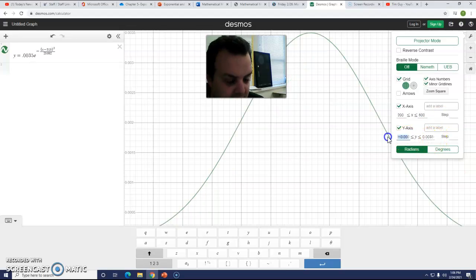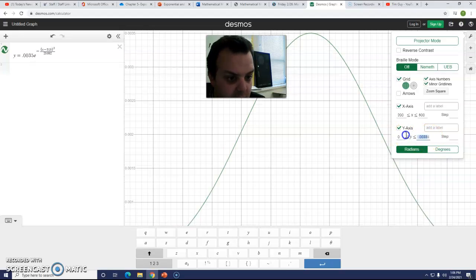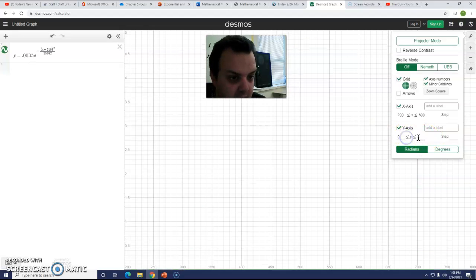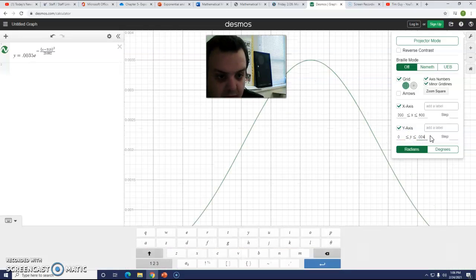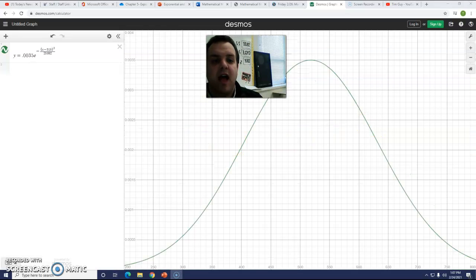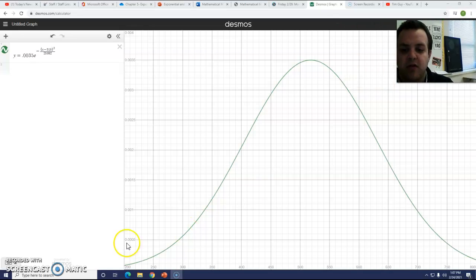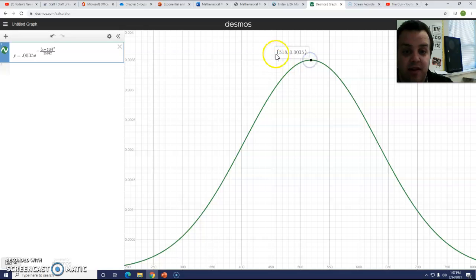All right. We want this from 0 to 0.004. Okay, so here is our normal curve. You can see it looks kind of like that picture I drew over there. And again, the average is going to be what's directly in the middle, basically where this peaks out. That x value is going to be our average. So we can see our average was 518. That's the average on the SAT, okay?